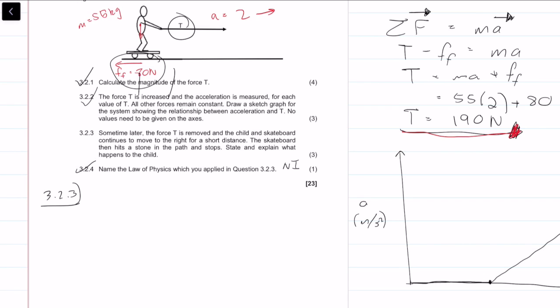Essentially, the child and the skateboard will move forward when the force T is removed, because there's no external force acting on the child. And when the stone hits the skateboard, the child will continue to move forward because there's no net force acting on the child. It's acting directly on the skateboard, and the time period isn't long enough to act on the child. So basically, the skateboard stops, but the child continues to move forward as he or she experiences no net force. That should get you your 3 marks.